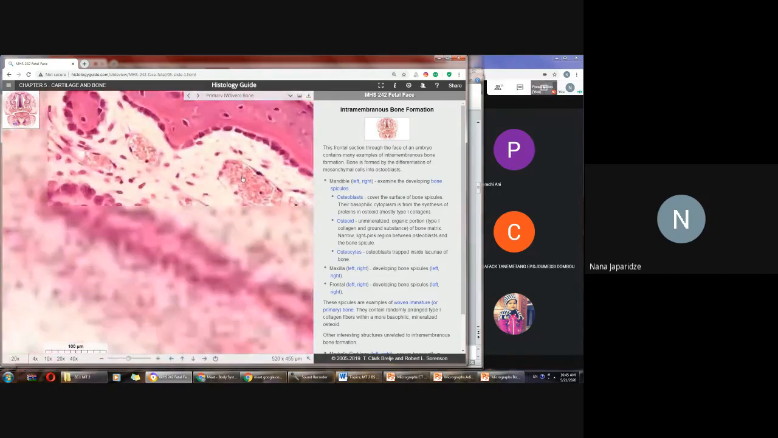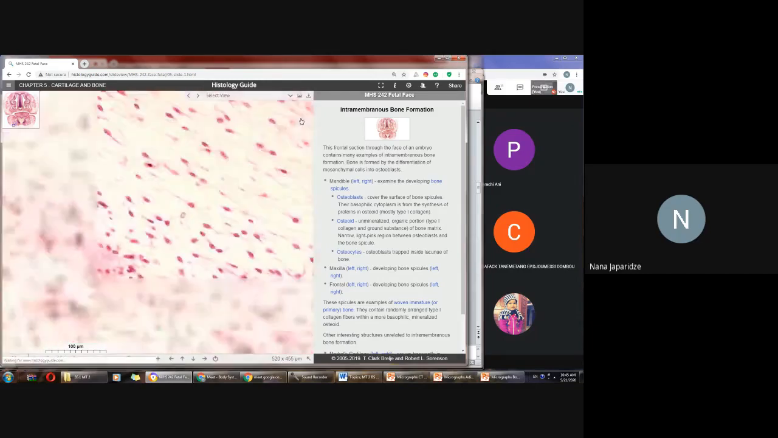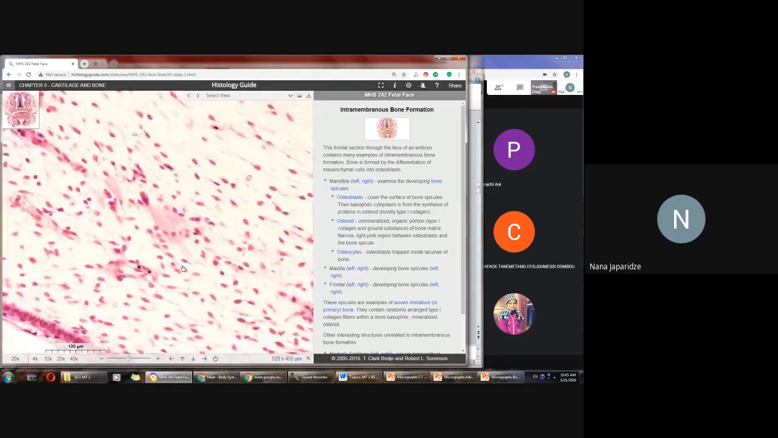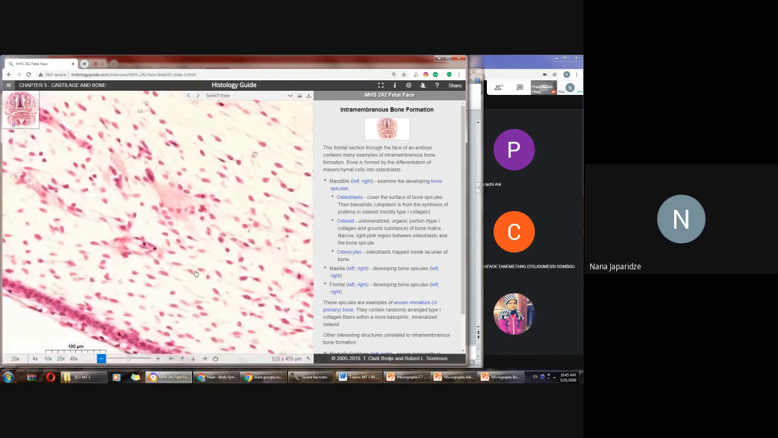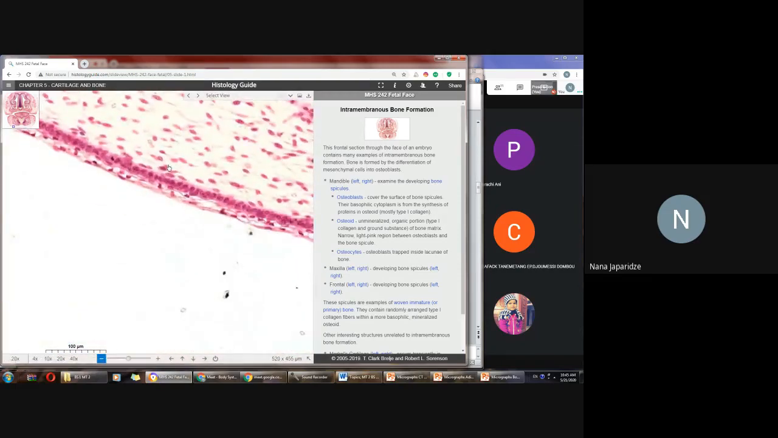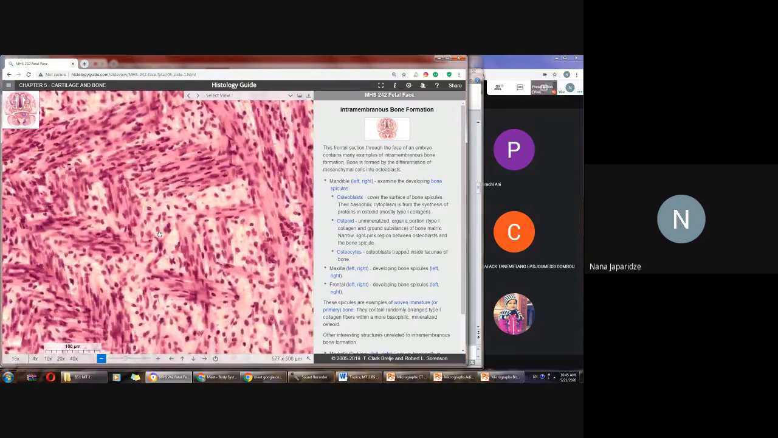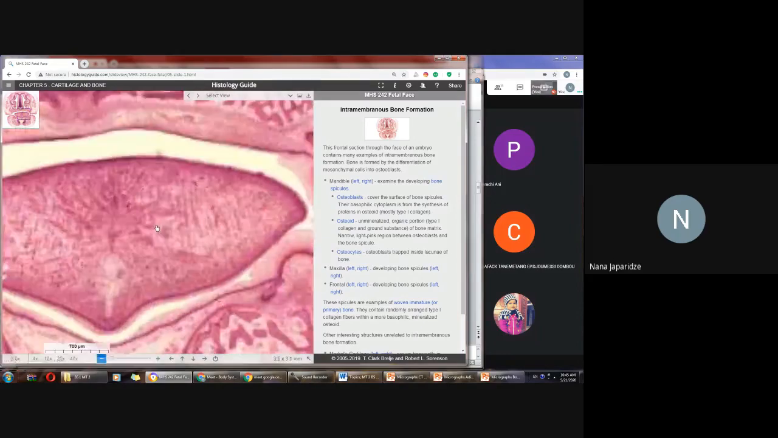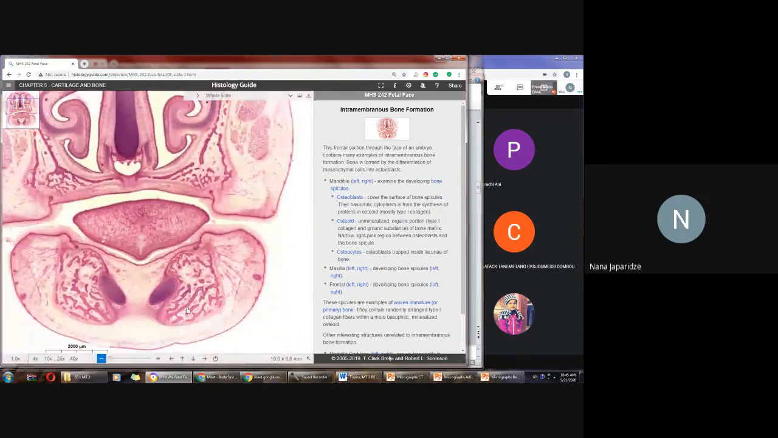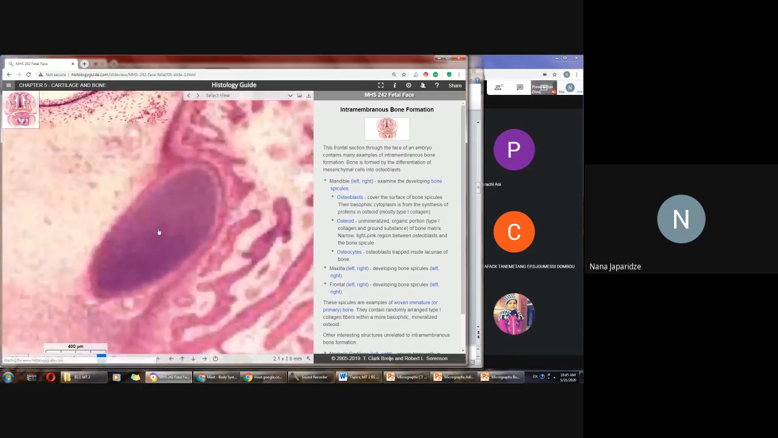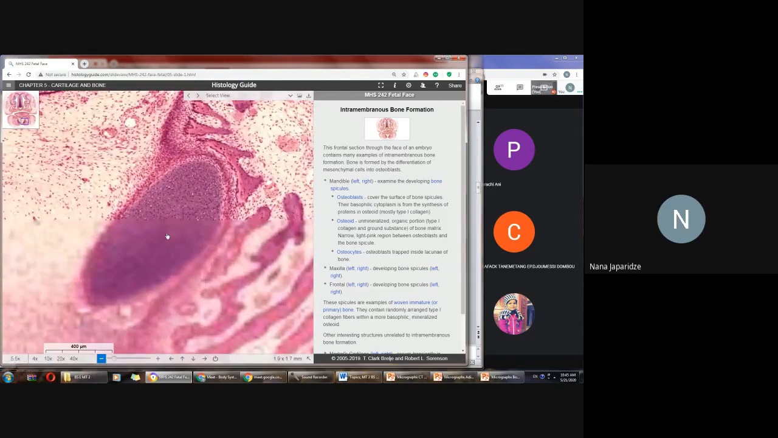The main difference between the, look, mesenchyme, okay. So, cartilage.